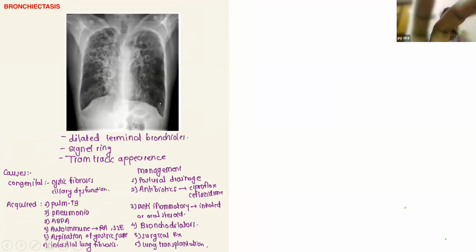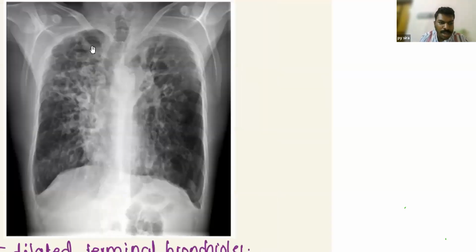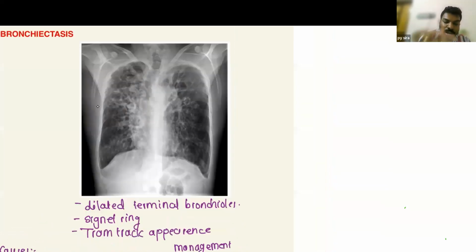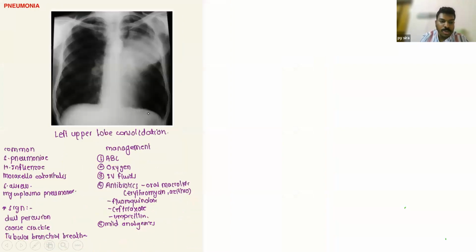Whenever you get an X-ray like this, wherever you get a haziness like this, where you get a lot of dilated areas here, these dilated areas indicate that this is a case of bronchiectasis. But you have to confirm with HRCT only. Your chest X-ray will give a clue about the diagnosis.